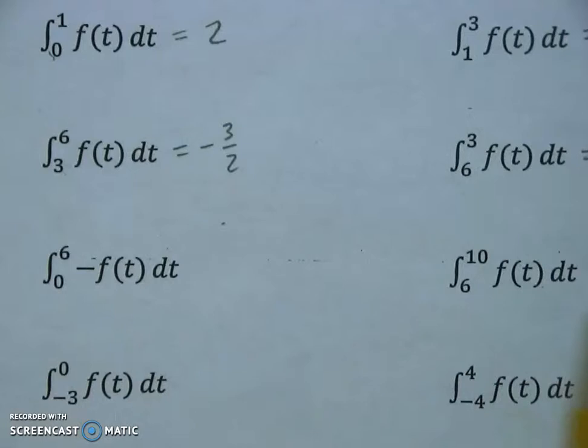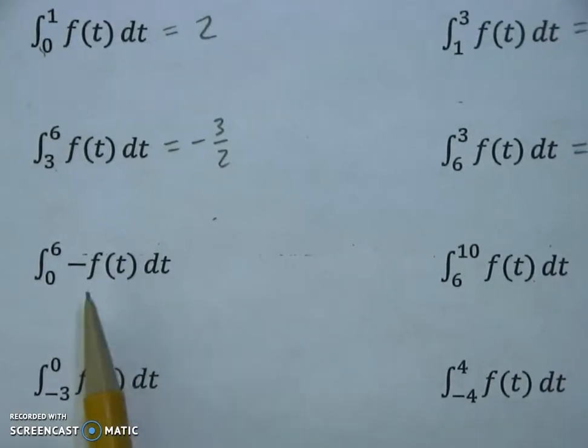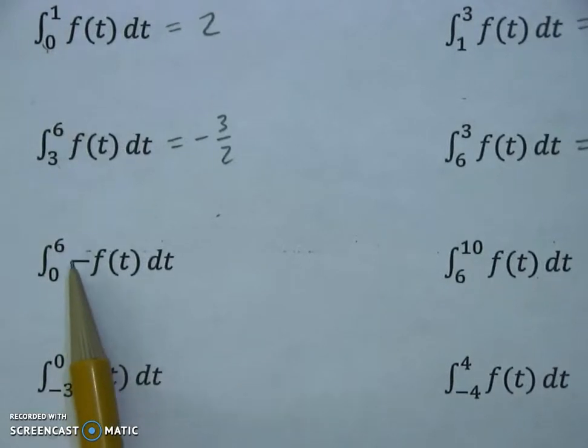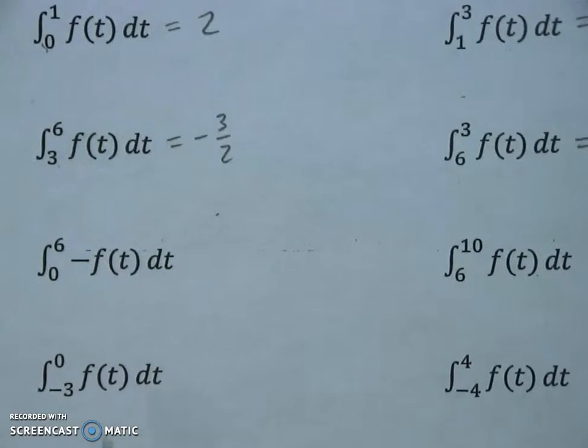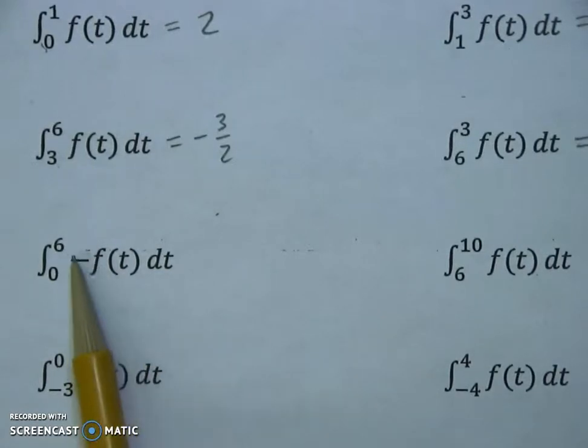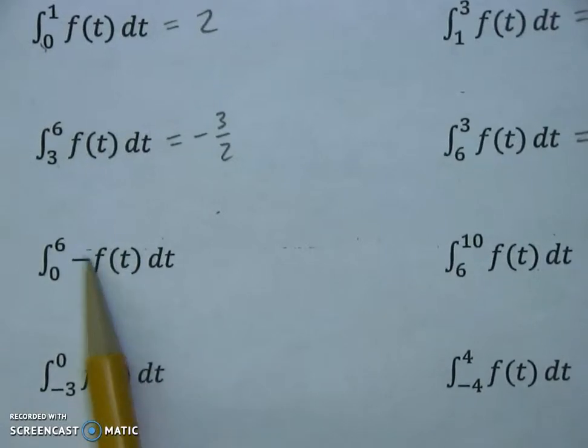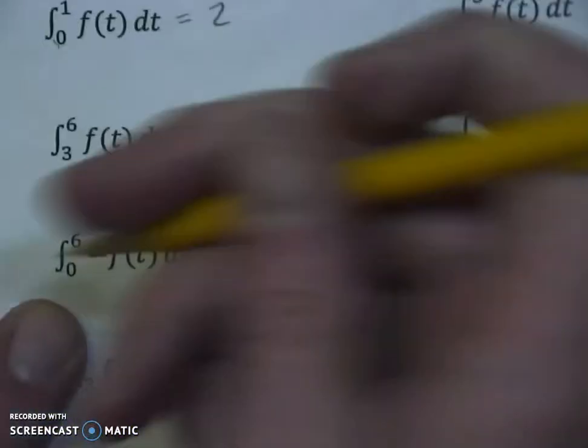Let me do a couple more of these, and then I want you guys to pause, and we'll have you try a few of these. Let's try the integral from 0 to 6 of, notice the negative there. I want you to remember that when you're calculating an integral and you have a constant in front of the function, you can pull that constant out. So let's take a minute to do that.